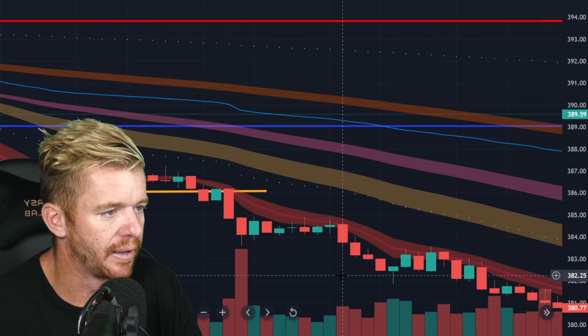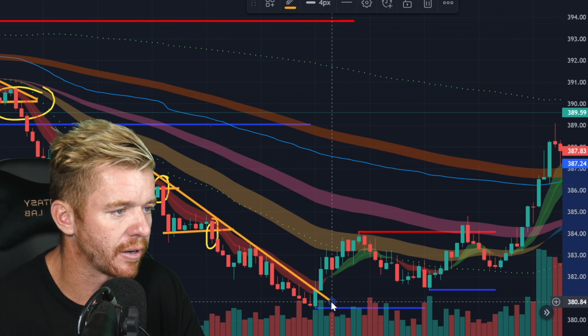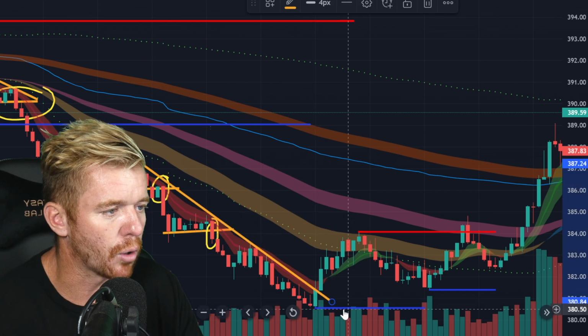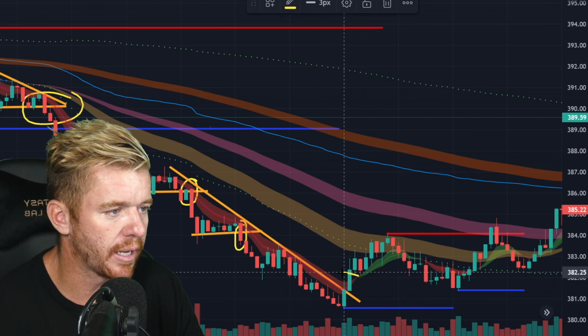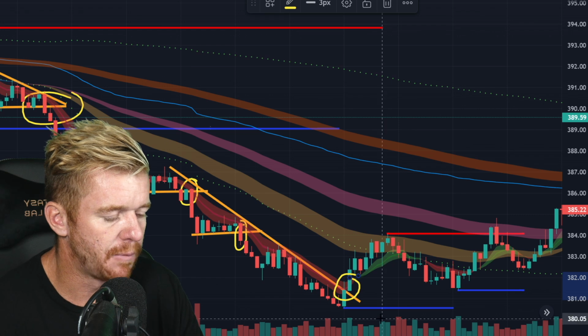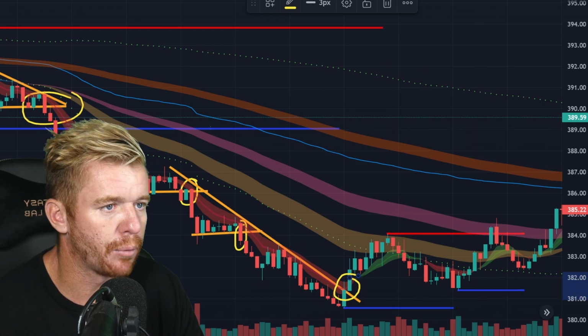Now, let's keep going. Here we go. This is another good little opportunity. This is kind of the bigger trend here. And guess what? We broke out here, right, to the upside. So what do we do? Well, we could get long right here as we push to the upside and then rally up to 383.